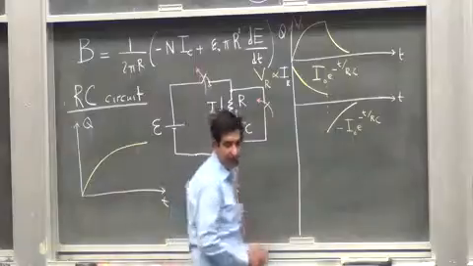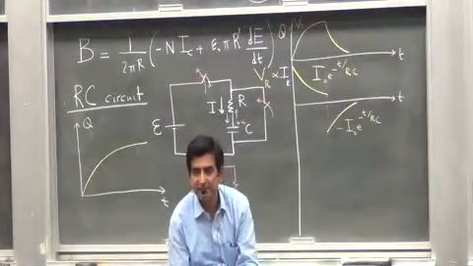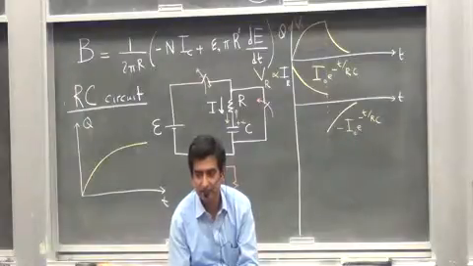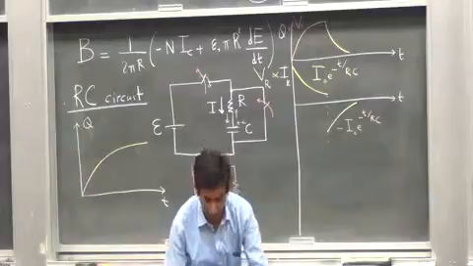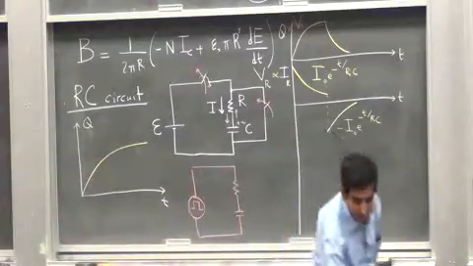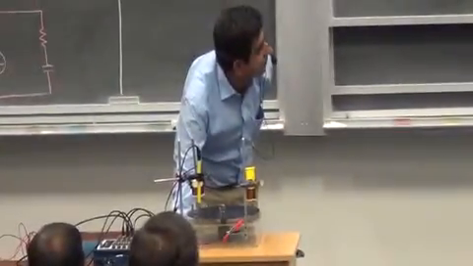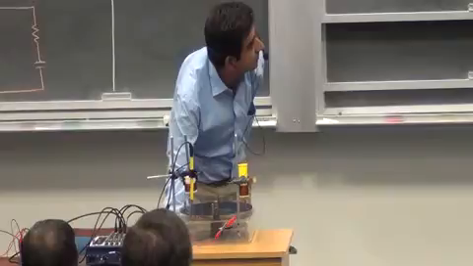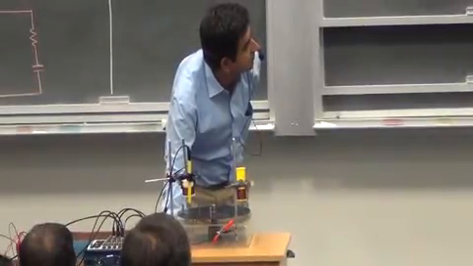Let's see if I get this. This is my circuit, over here. It's just a simple RC circuit. There's a resistor and a capacitor, nothing more to it. Okay, let me turn off the lights for a while.